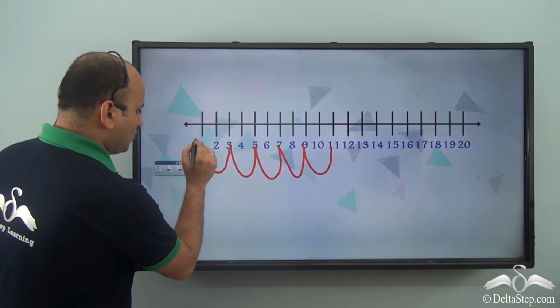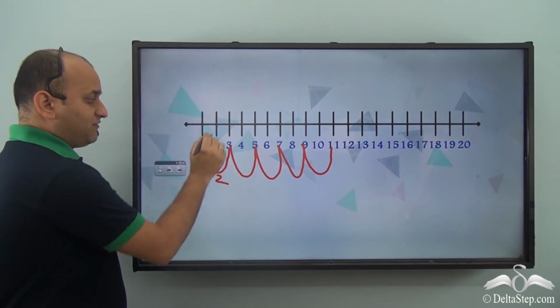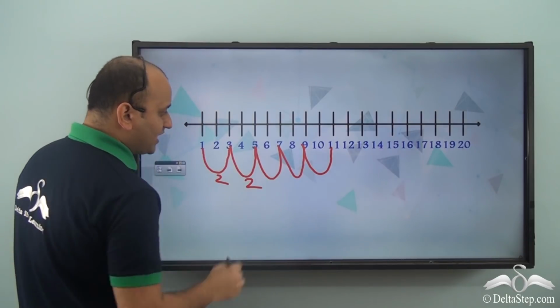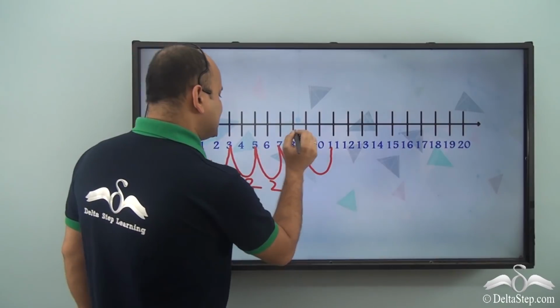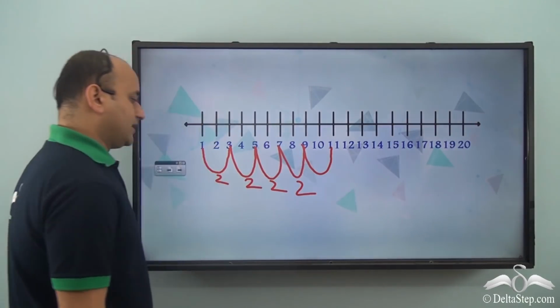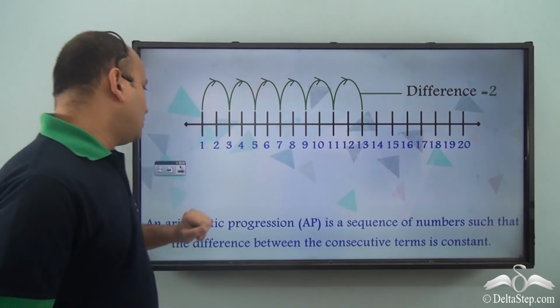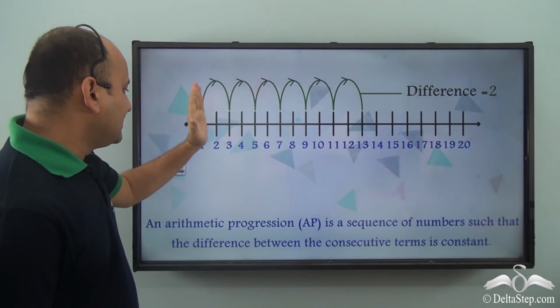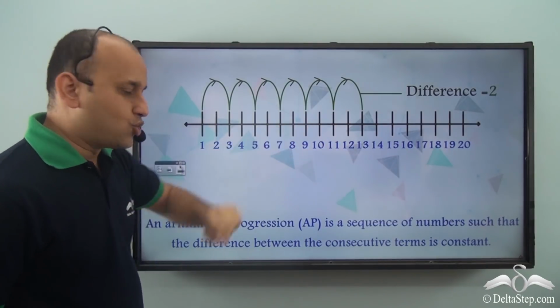Let's see. What is the difference between 1 and 3? It's 2, right? Between 3 and 5, 2 again. Between 5 and 7, 2 again. And between 7 and 9, 2 again. So in this example what we have taken is 1, 3, 5, 7, 9, 11 and so on.